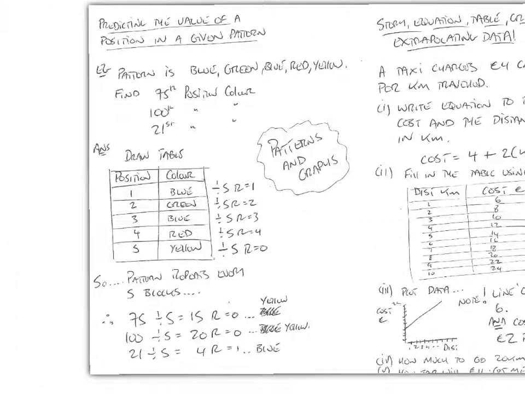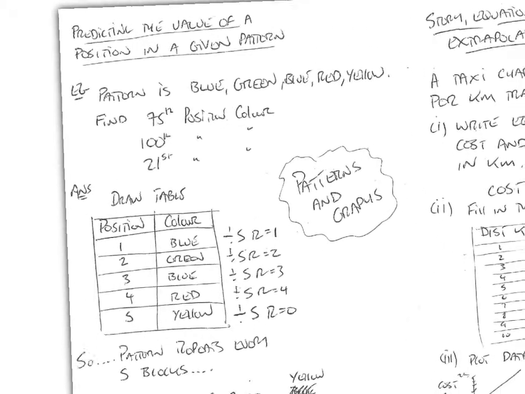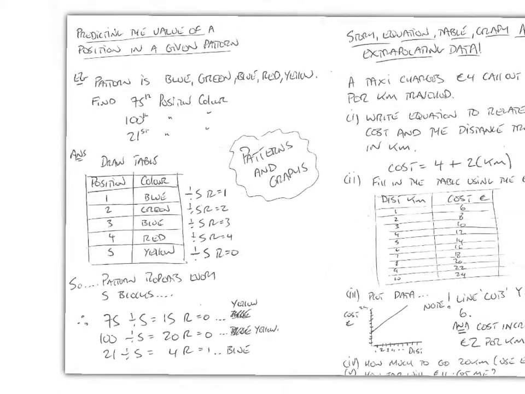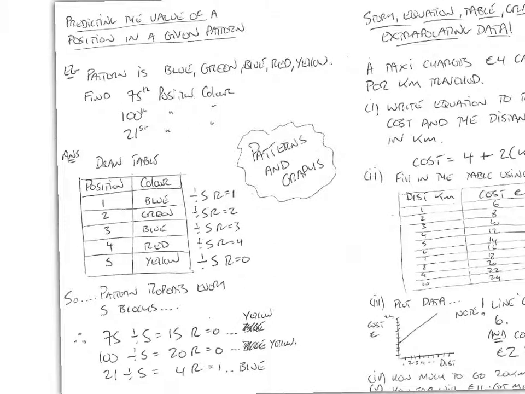So let's look at, first of all, predicting the value of a position in a given pattern. Let's say we're given a pattern that looks like blue, green, blue, red, yellow, repeating. And we might be asked to find the colour of the 75th position of the pattern, or the 100th position colour, or the 21st position colour, or the colour at any given position. How do we approach a problem like this?